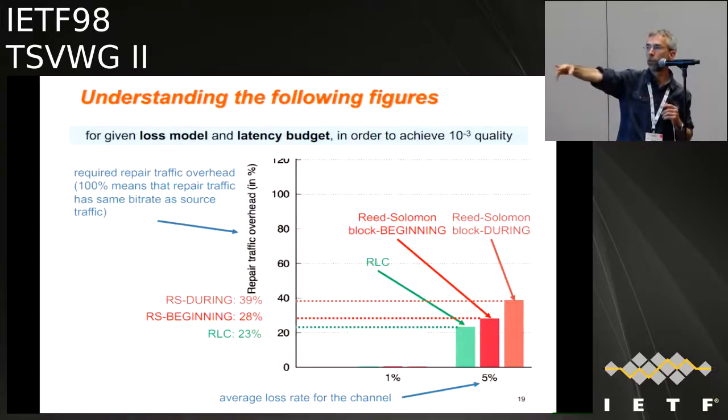For instance, in this case, for RLC, it's sufficient to have 23% of additional repair traffic to achieve this target quality, whereas for Reed-Solomon code, we need a bit more, 28 or 39%. So now the results.